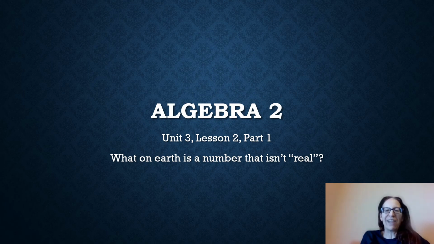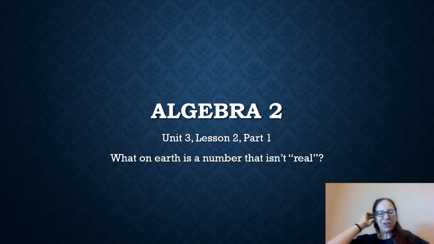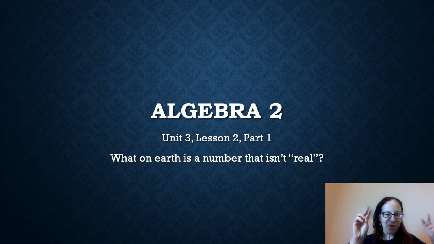So we are starting lesson 2 of unit 3, finally, after camping out in factoring for a super long time. And you'll see on the screen there, it says, what on earth is a number that isn't real? So we have been working with this set of numbers called the real numbers, and we know the domain of a quadratic is all real numbers. And those of you that tend to pay attention to that naturally start to ask the question, well, what is a number that isn't real? Like, what would that even be? And in this lesson, we finally get to answer that question.